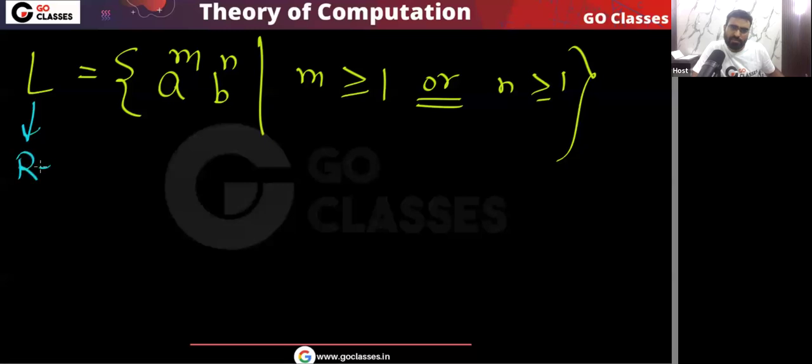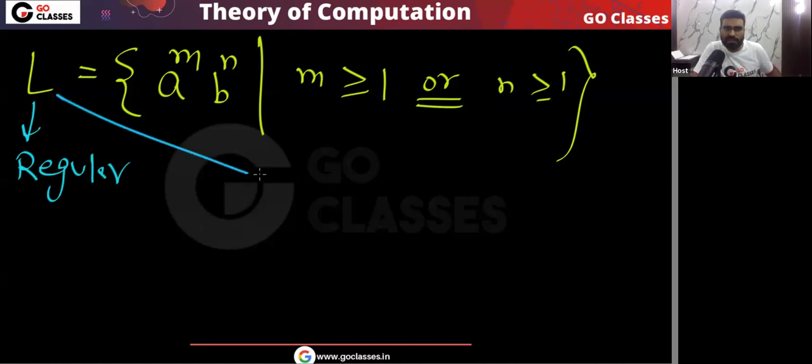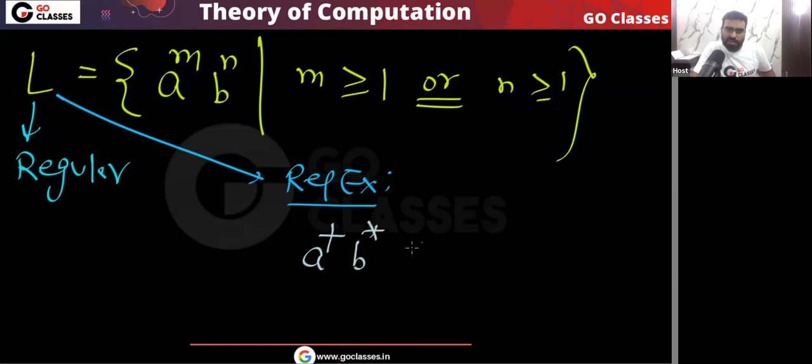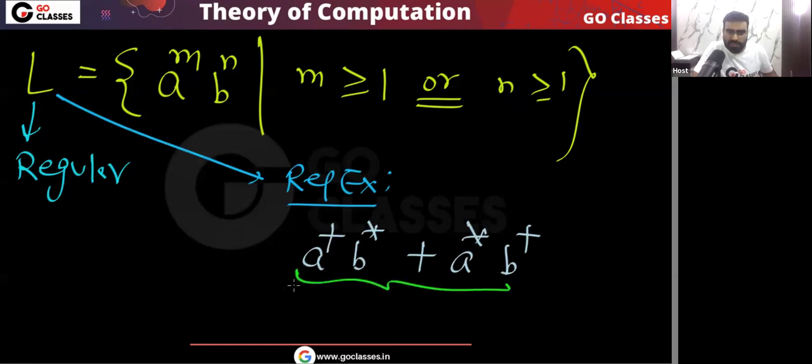Is this language regular? Yes, of course, this language is regular. Yes or no? Because what will be the regular expression? Why is the language regular? Because you can write the regular expression. The regular expression will be like this: either I must have at least one A and B can be anything, union, A can be anything and I must have at least one B. So I can write this regular expression. Because a regular expression exists, the language will be regular. Is this point clear? So here you can see the answer will be a plus b star or a star b plus.